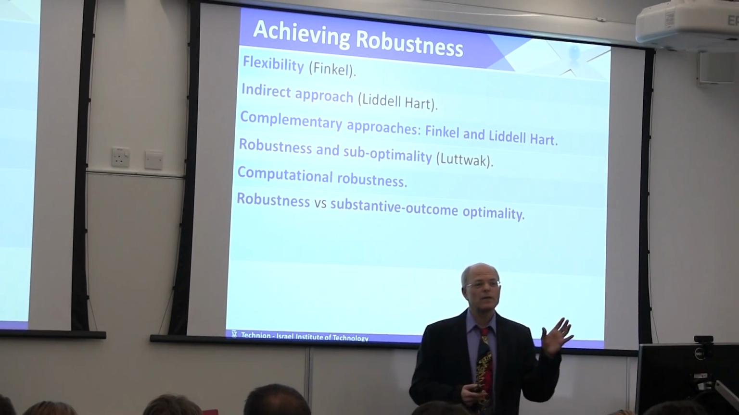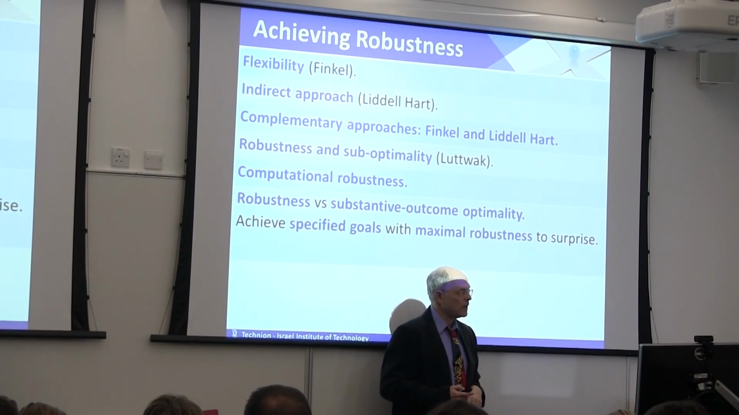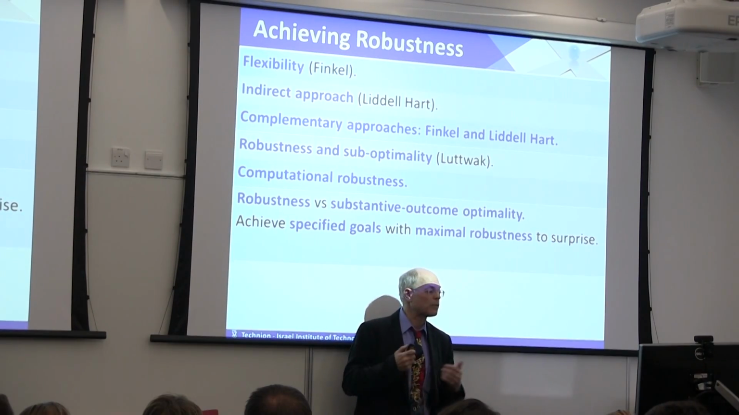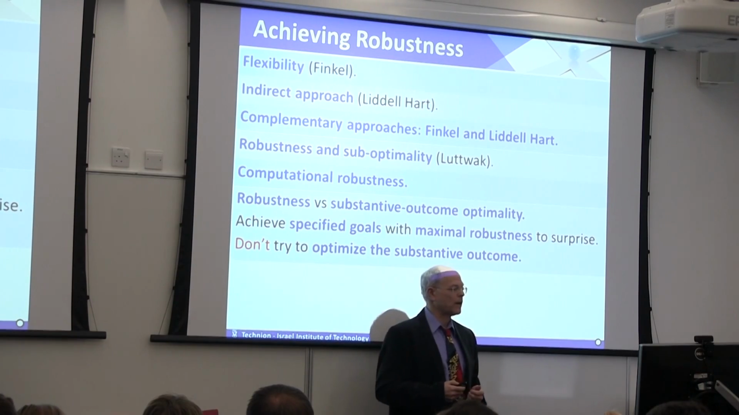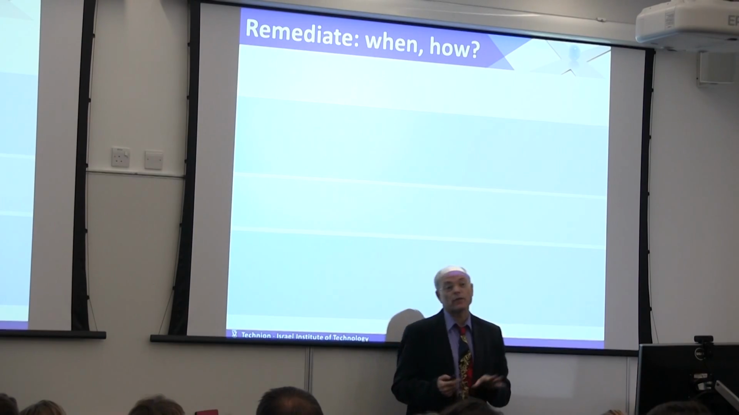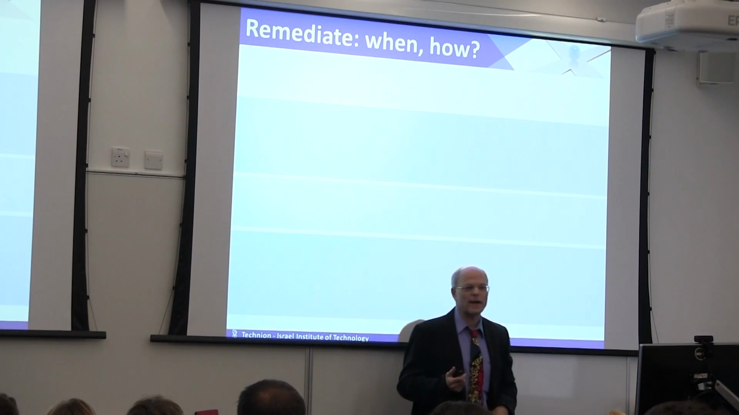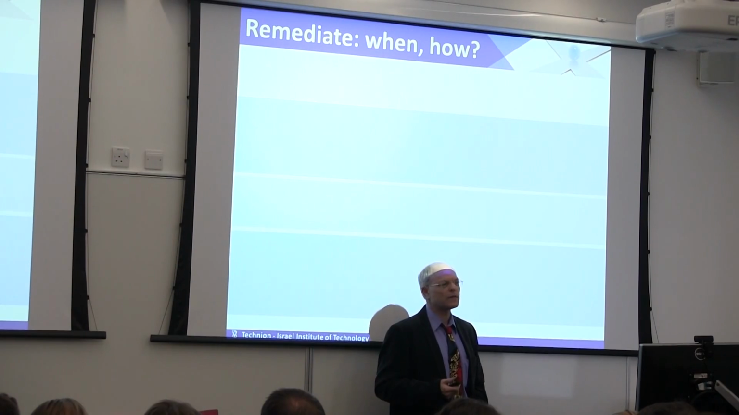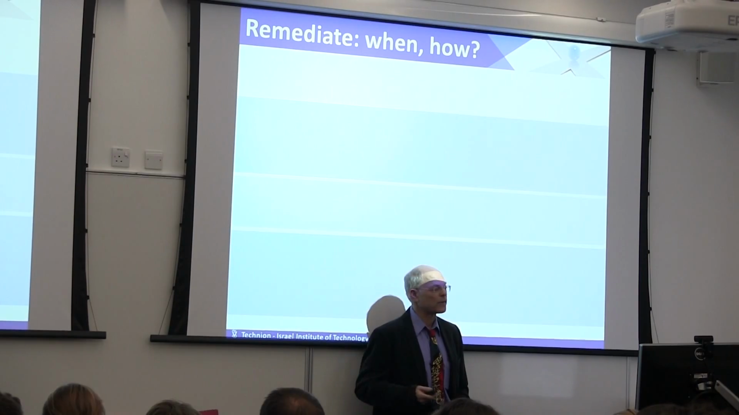Robustness is in contrast to substantive outcome optimality. What we want to do in a robust satisficing approach is to achieve specified goals with maximal immunity or robustness against surprise, and don't try and optimize a substantive outcome. I've said that now plenty of times. So now let me get into an example. Very stylized example. The purpose here is not to outline a specific environmental change strategy, but to illuminate some of the insights one can get when you do perform a robust satisficing analysis.